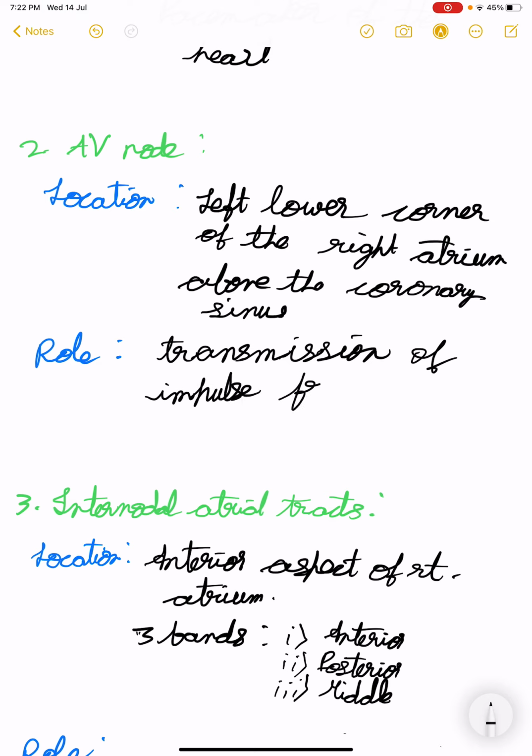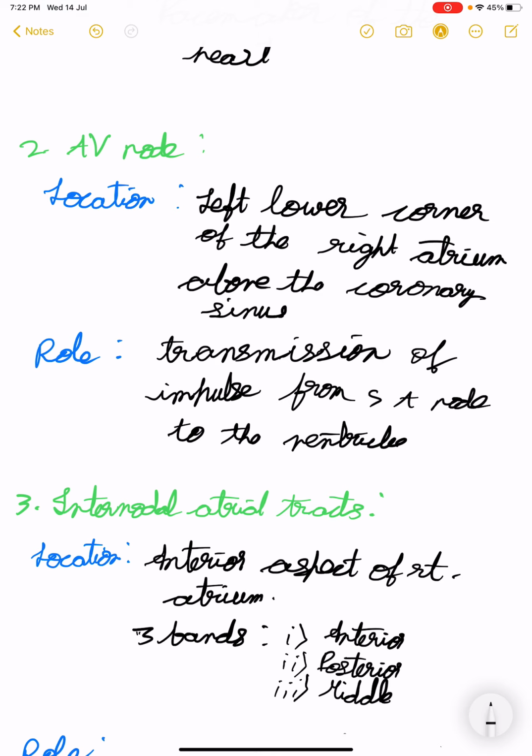So from SA node to the ventricles. And one more important thing, in case your SA node stops generating action potential, this AV node has the capacity to generate its own action potential. So even if someone's SA node is not functioning properly, AV node will somehow compensate.